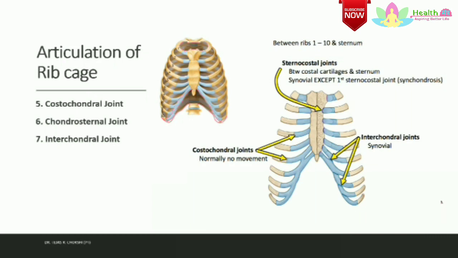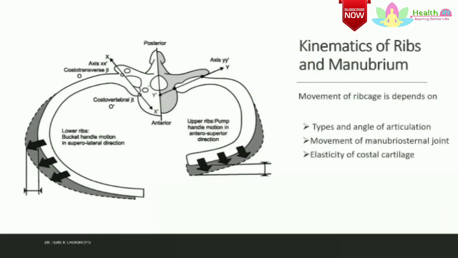Now the interchondral joint. The costal cartilages of ribs 6 to 10 each articulate with the cartilage immediately above them to form the interchondral joint, and it's indirectly attached to the sternum. Interchondral joints are synovial joints supported by the capsule and interchondral ligament, and they become fibrous and fused with age.